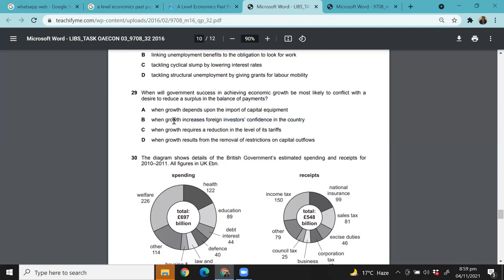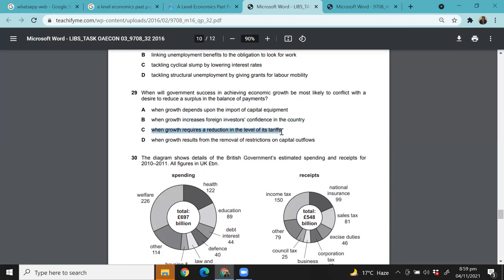Here there is a conflict. Growth is taking place, which is a good thing. You want to achieve that, but you also want to reduce the surplus on the balance of payment. That is not getting reduced. That is increasing. That is right. When the money is coming in, that is when it increases. Very good, that's correct.